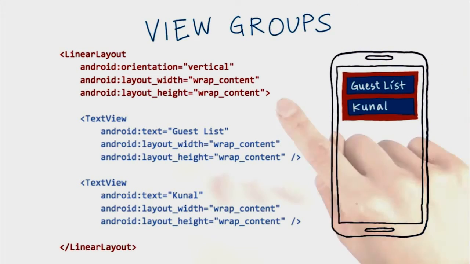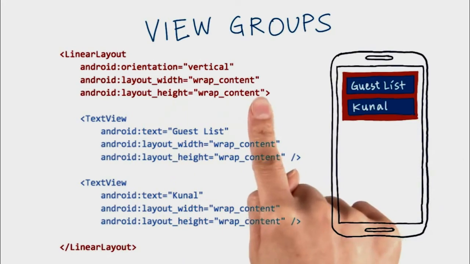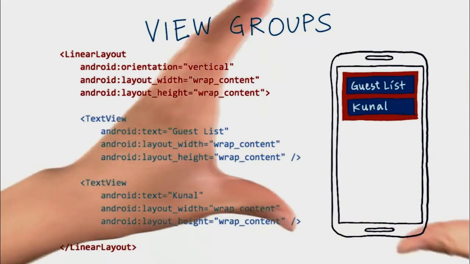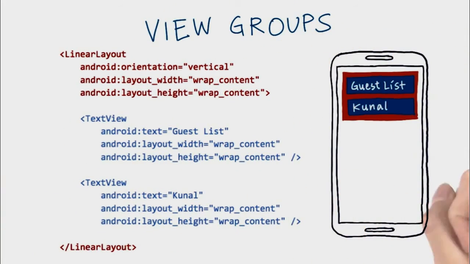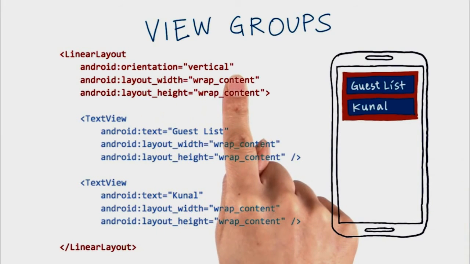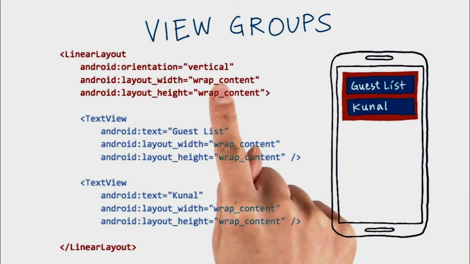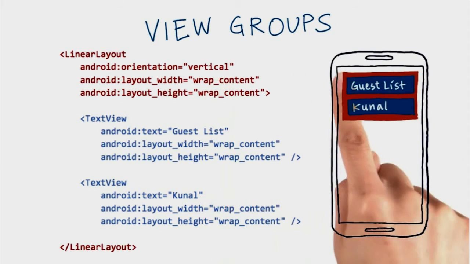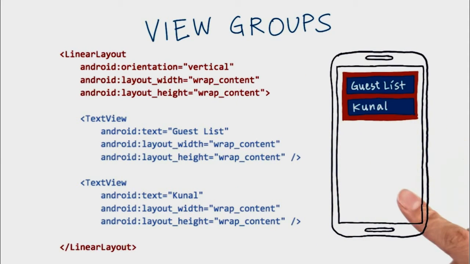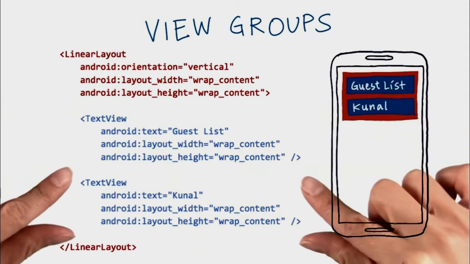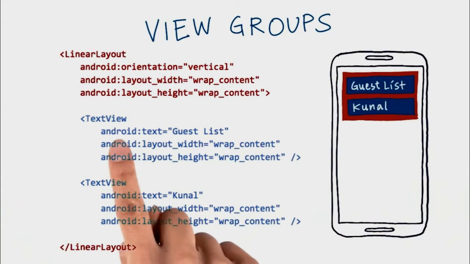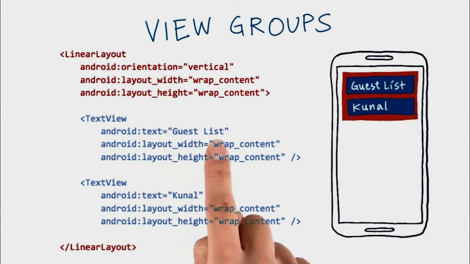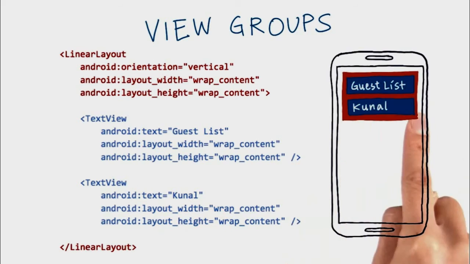That may come later. You may recognize the values of width and height, which means the size of the view group will shrink to wrap the content inside of it. Then there's this new attribute that you haven't seen before, android:orientation vertical. You may make some connection with the way that these are vertically in a column. Then there are these 2 text view elements. From looking at the attribute text, it seems like guest list is here and Kunal is here. Looks like it's a party for one.